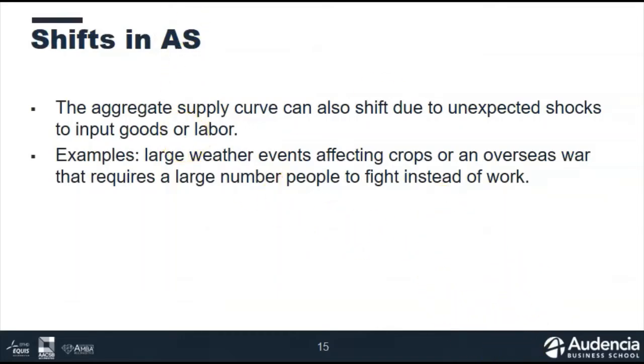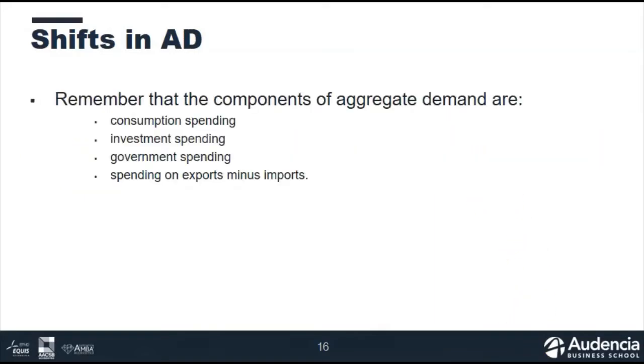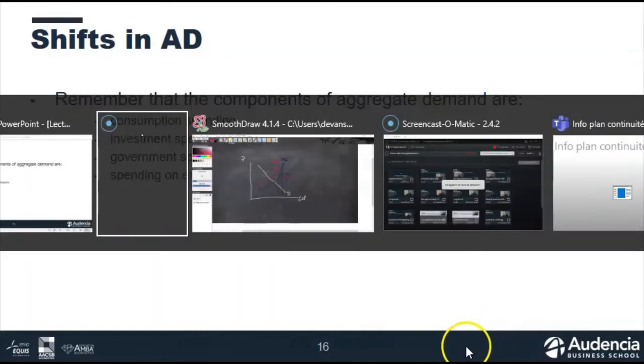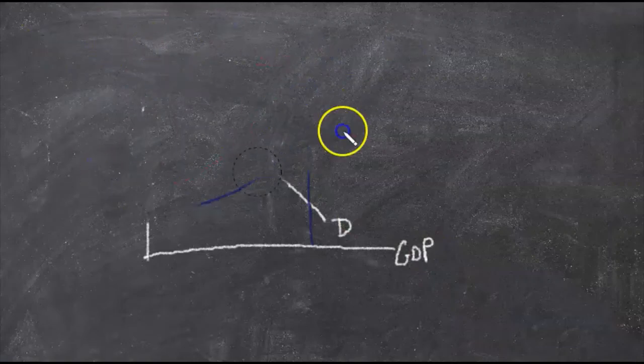So just bear in mind there are differences between this type of shift and temporary shifts. So, shifts in aggregate demand. Now remember that aggregate demand is composed of consumption, investment, government spending, and exports minus imports. So again, let me go back to my board here.